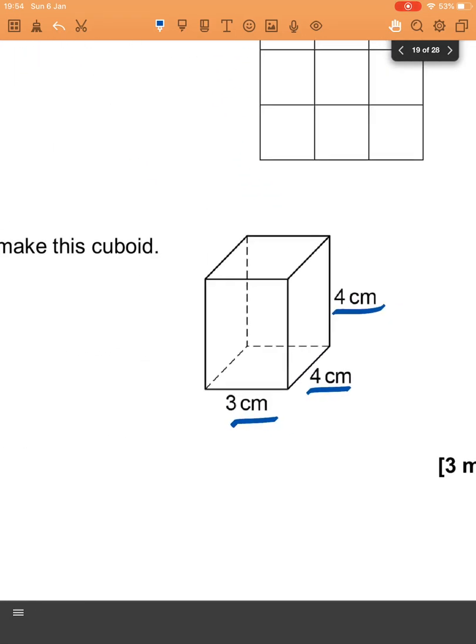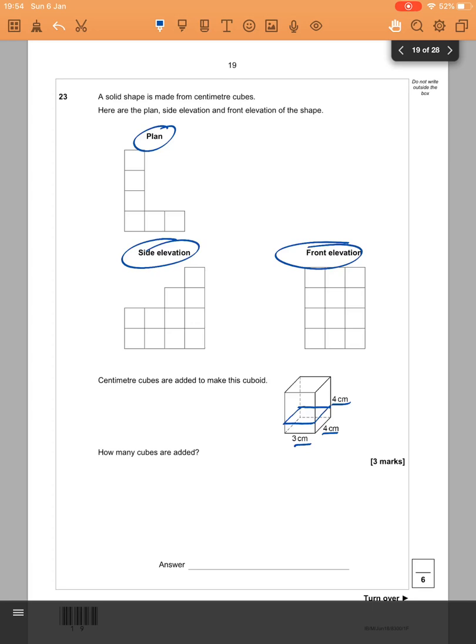Or if you struggle with that, you could think about if you put a layer of 1 centimetre cubes in the bottom, how many cubes would you use? And then you would have to have 4 layers that were the same because it's 4 centimetres high. So that would tell you how many cubes you need all together. Then you can look at your plan, your side and your front elevation to try and figure out how many cubes you currently have, and then you'd know how many you need to add in.